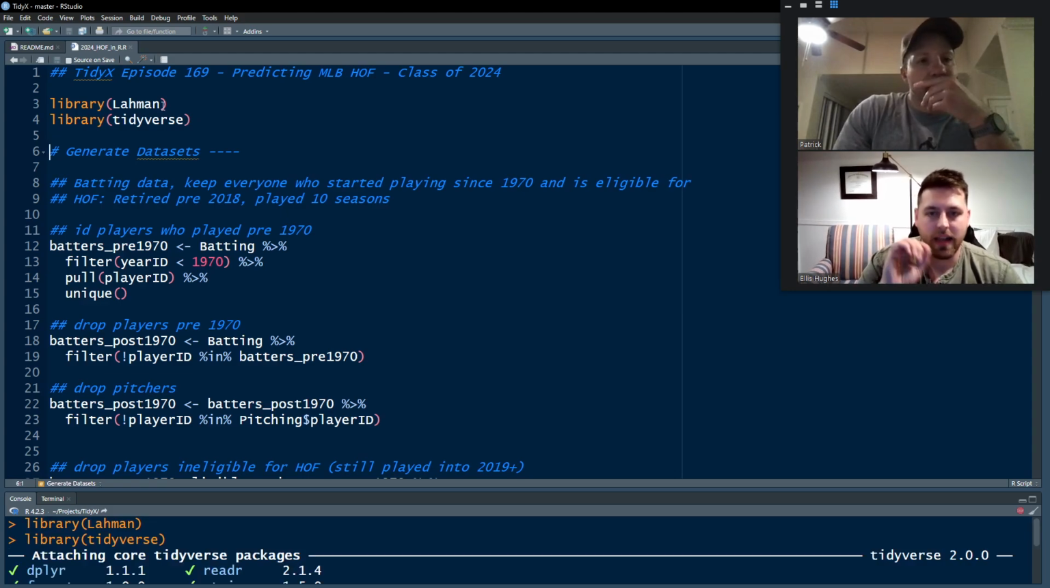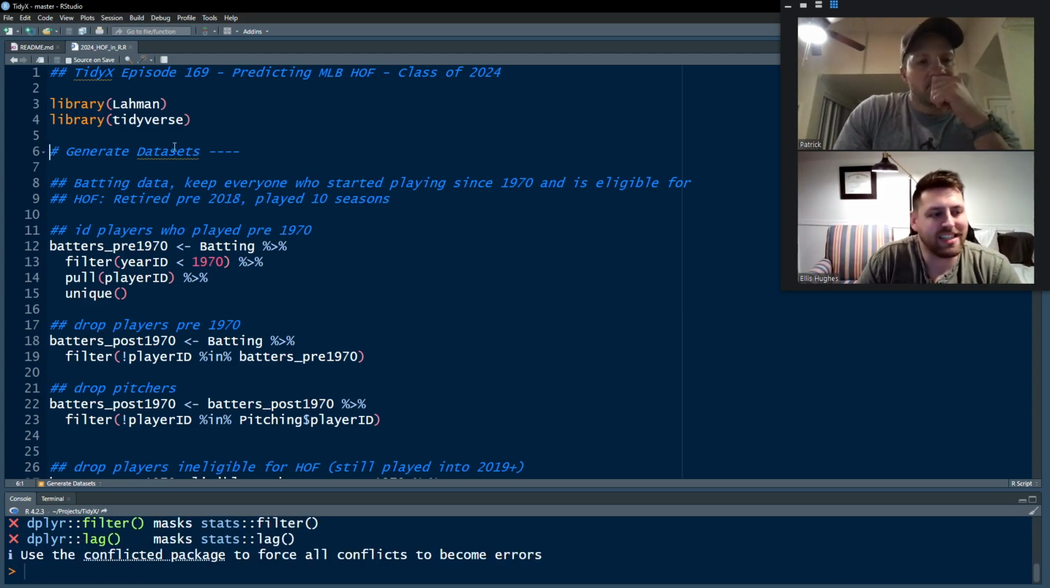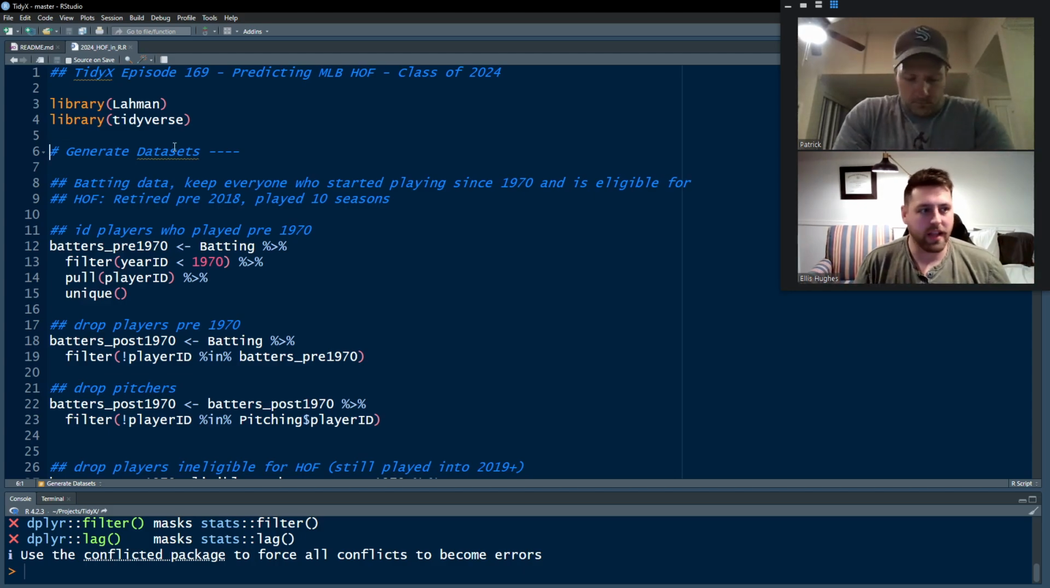So let's load that. Next thing we're going to do is we need to generate our data sets. And so arbitrarily, I am drawing a line saying I don't want to include anybody in this data set that started their rookie year before 1970. And this is arbitrary, but this is just assuming that players pre-1970 were probably very different. I think there's been a number of rule changes. So let's lop those people out of the data set. That could make this a little bit more muddy.